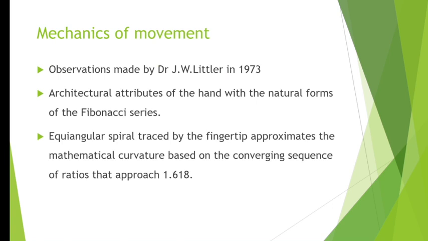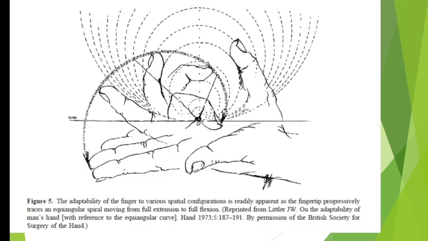In the mechanics of finger movement, most of the studies were done by Littler in 1973, and he attributed the hand with its natural forms to the Fibonacci series. He said that when a finger moves from a completely extended position to a completely flexed position, the fingertip takes a spiral, equiangular spiral curve, which is equal to the mathematical curvature based on the converging sequence of ratios of approximately 1.6.